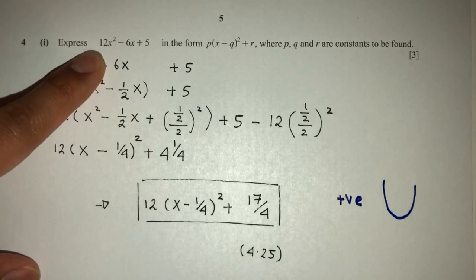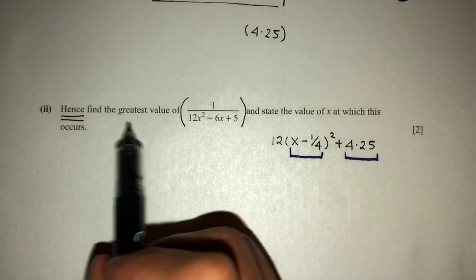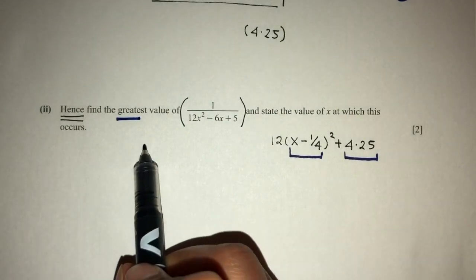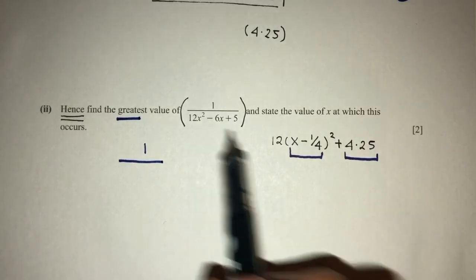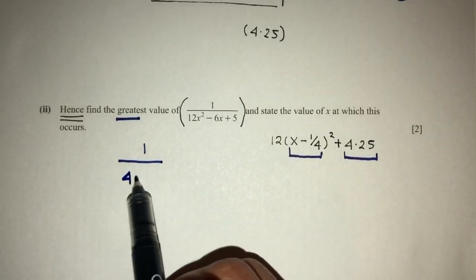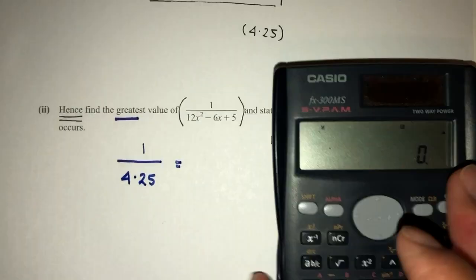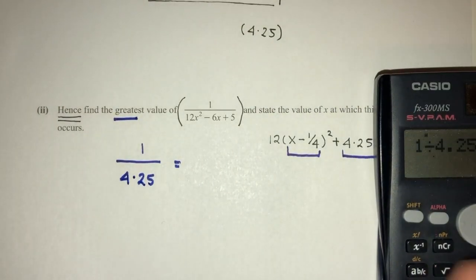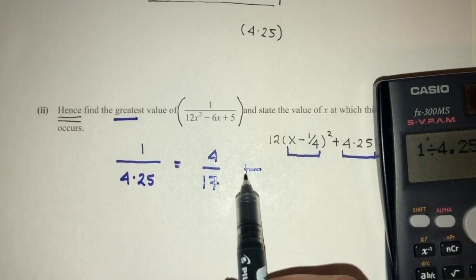So we know this already, right? So the point here is, we understand that to find the biggest value of 1 divided by something, we have to divide by the smallest value of the curve. And as we have seen, the smallest value of the curve is 4.25. That's the minimum value of our function. So 1 divided by 4.25, that will be 4 over 17, which will be the greatest value of that expression.